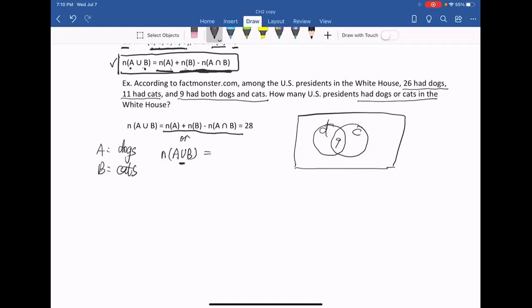So we already know n of A is 26. So 26 plus n of B, which is 11, and minus both, minus 9. What's this? 28. So the number of US presidents who had dogs or cats in the White House is 28.